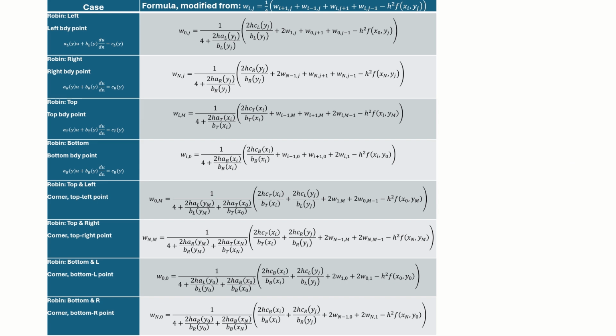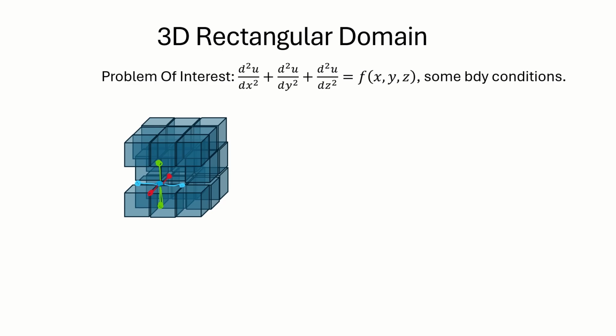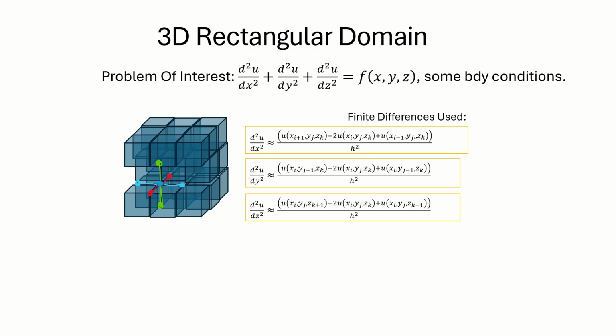Moving on, it's easy to apply the finite difference method to solve three-dimensional Poisson equation problems as well. Instead of discretizing the domain into squares, we discretize it into cubes, and we use the same fictitious node approach if we have non-Dirichlet boundary conditions. We use the same finite difference approximations for the second derivatives in each direction as well, and we get a pretty similar formula.